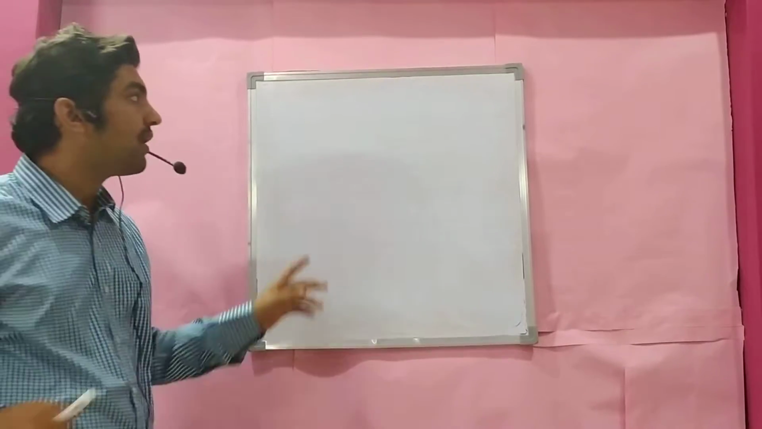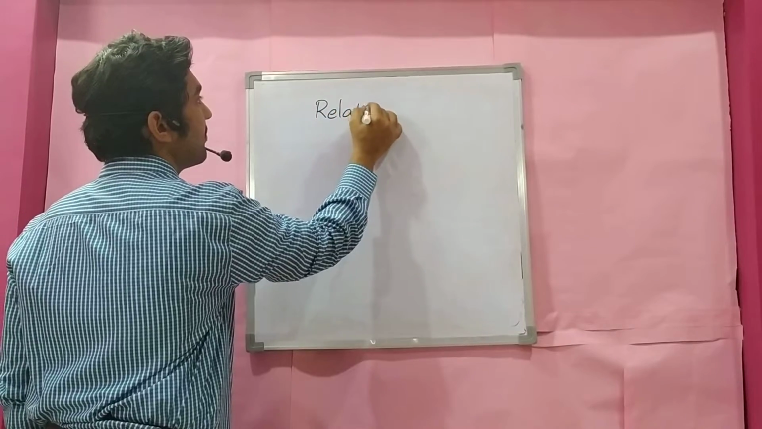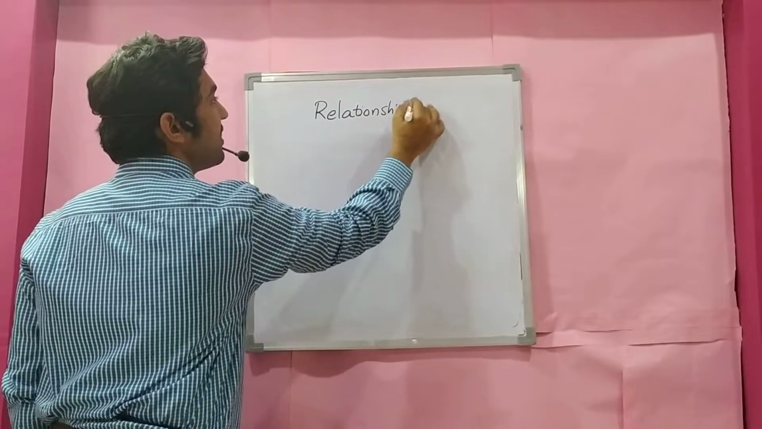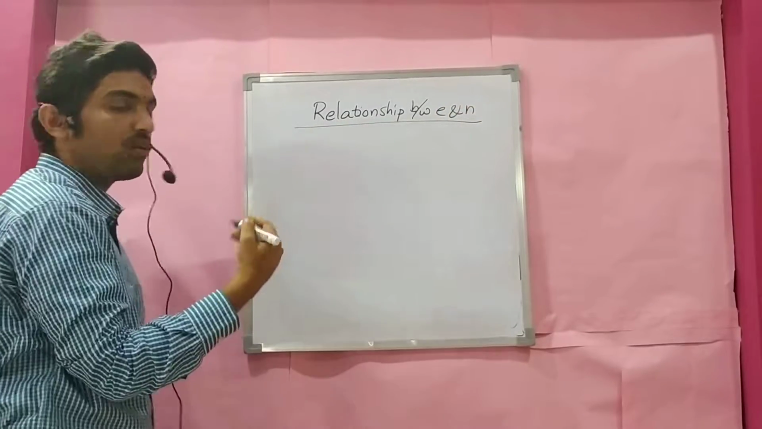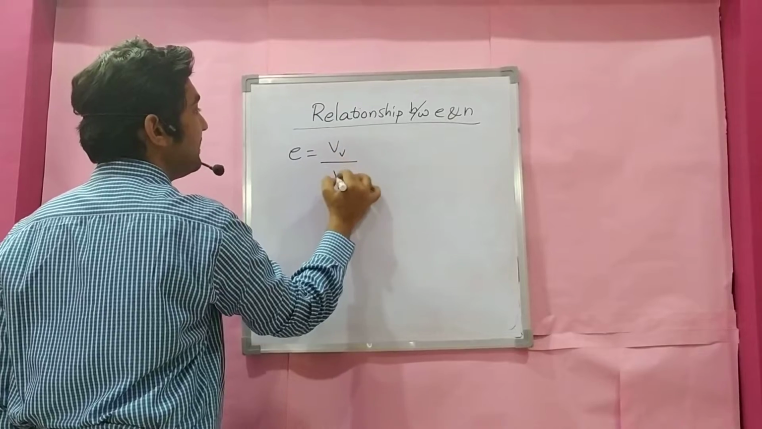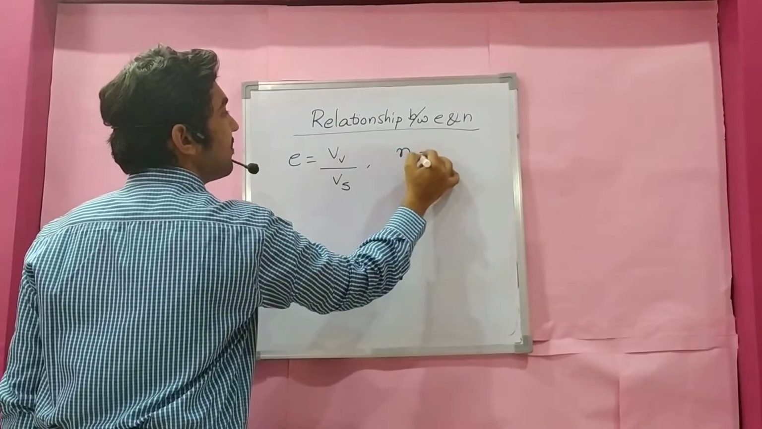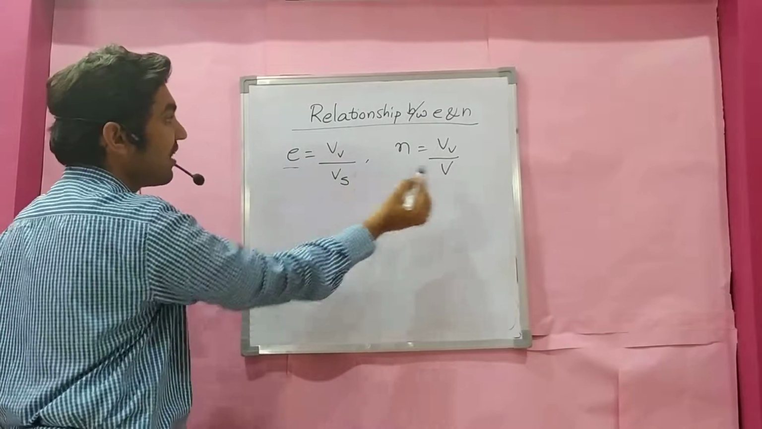Yesterday we stopped at the relationship between e and n, that is, between void ratio and porosity. Today we are going to discuss these relationships. e is equal to Vv by Vs and n is equal to Vv by V, the total volume. Now we have to express e in terms of n.